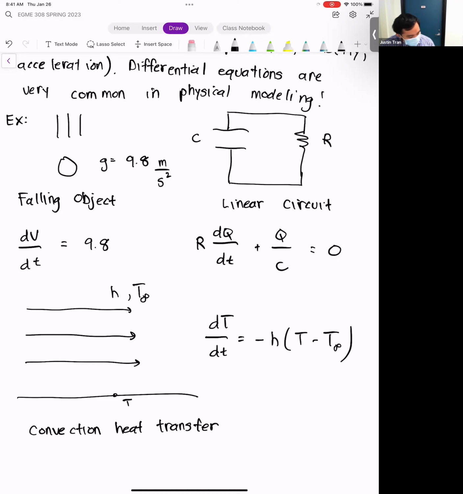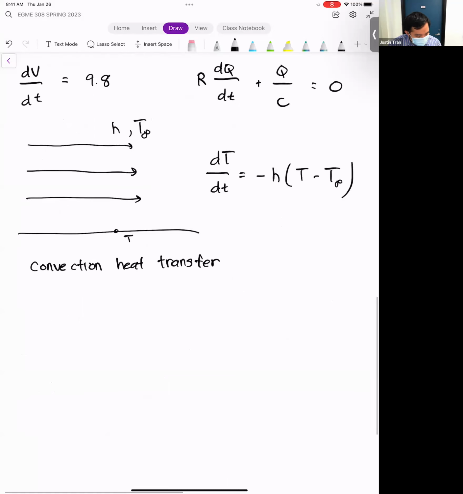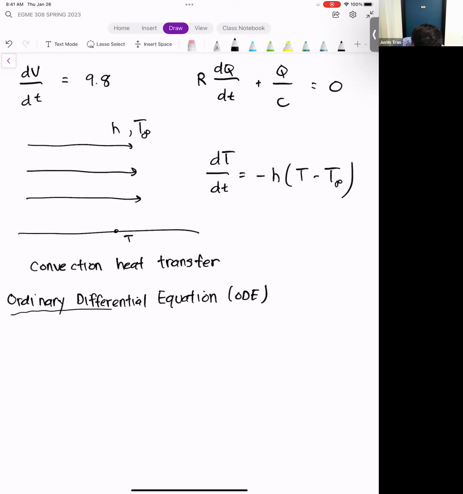Okay. All right. So let's define a couple more things. I've been using this term ordinary differential equation, so let's go ahead and define that. Oftentimes you hear me call it ODE. When I say ODE, I'm referring to an ordinary differential equation. An ordinary differential equation is one that contains only one unknown and one independent variable.